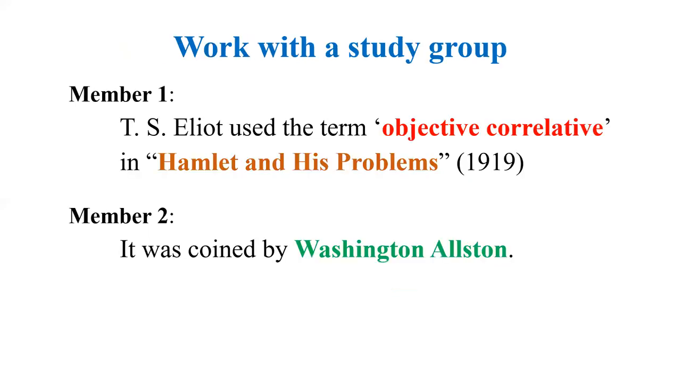Maybe someone says, hey, there's also another term used by T.S. Eliot, objective correlative, in his essay Hamlet and His Problems, 1919. But you should be cautious. Sometimes authors use the term, but they didn't coin it, because this term objective correlative was coined by Washington Allston. Maybe a friend can point that out. So again, as I told you before, don't take things for granted. Don't stop yourself with this point. Okay, T.S. Eliot used the term objective correlative in his essay Hamlet and His Problems. Now you have to check out this term, objective correlative. What does it mean? So that is the next step.